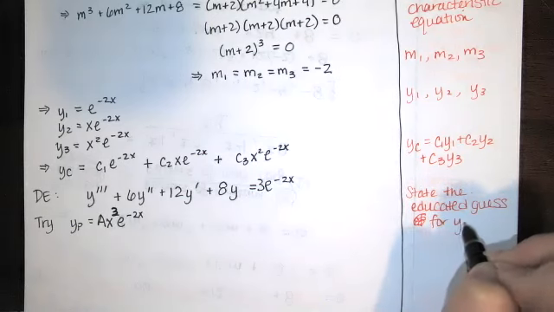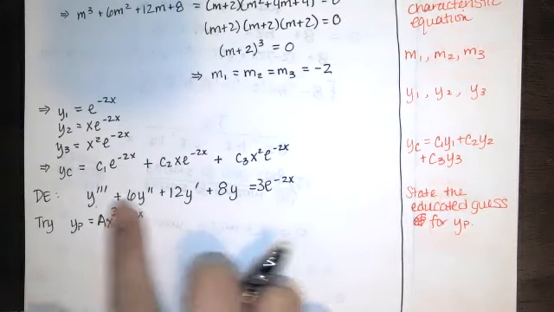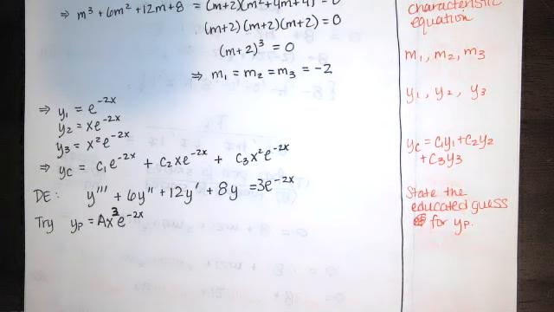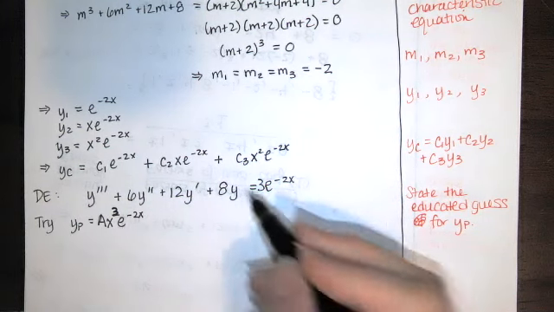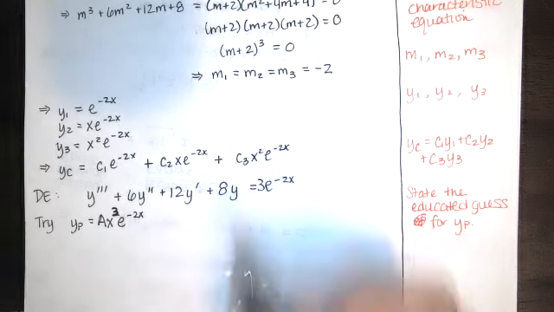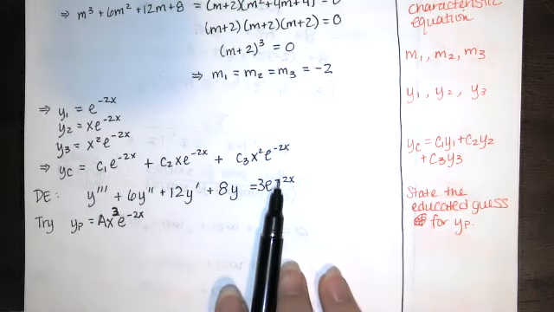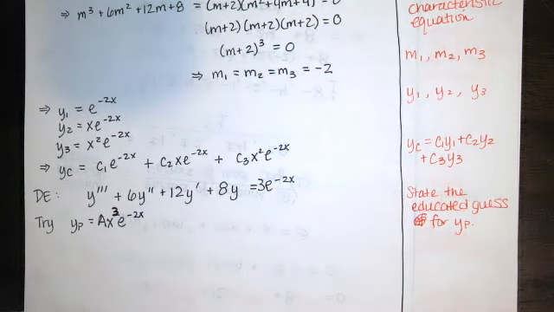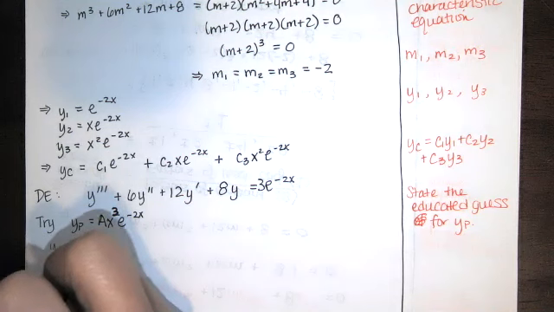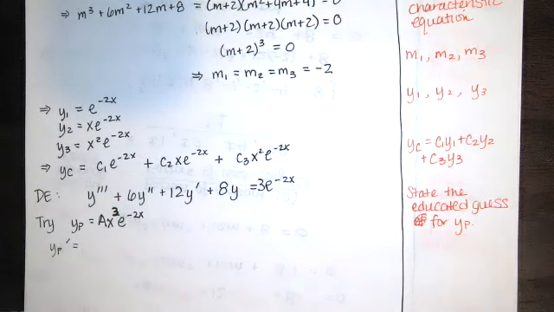For y sub p, we're assuming this is a solution to this equation. So we'll take the derivative a few times, and then we'll substitute it in. We'll set the result equal to this, and that should give us an equation involving a and this 3 over here, and we can solve for a. So let's compute the first derivative.